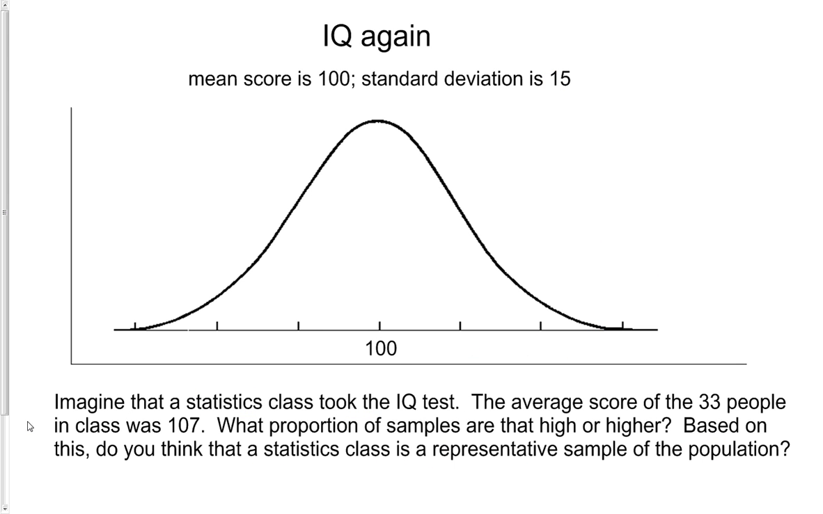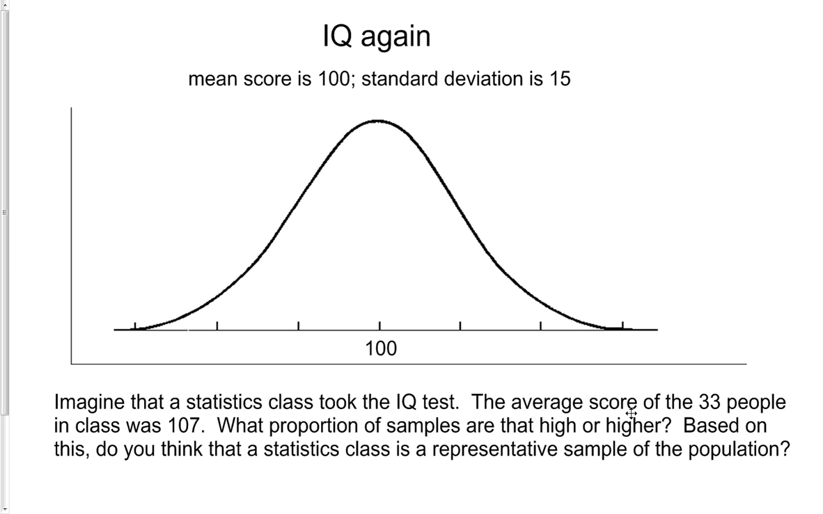We're going to do a very similar problem, and this time we're going to talk a little bit more about what this information actually tells us, why we would ever care about something like the area under the curve. So we're looking at IQ. We have a mean score of 100 and a starting standard deviation of 15.